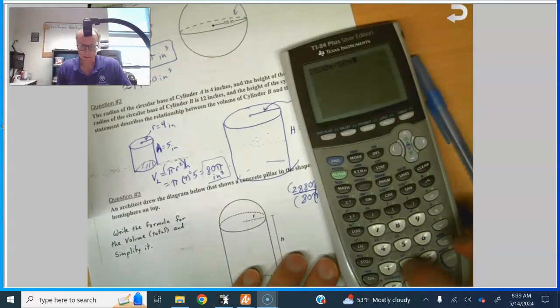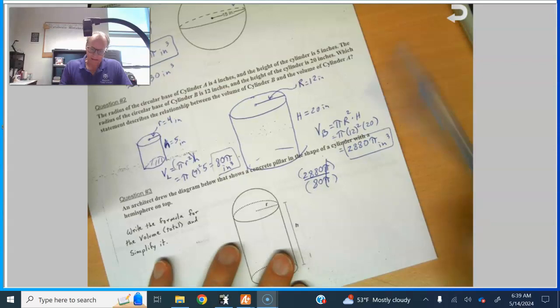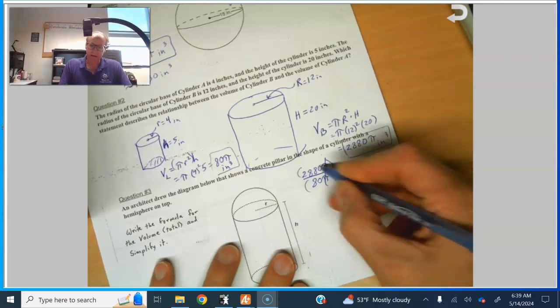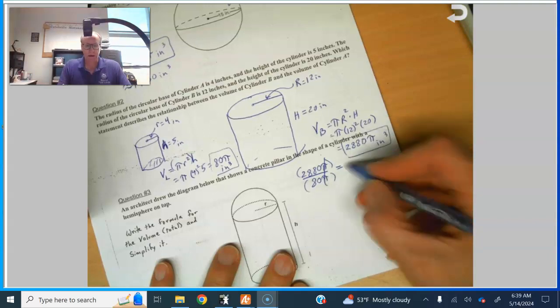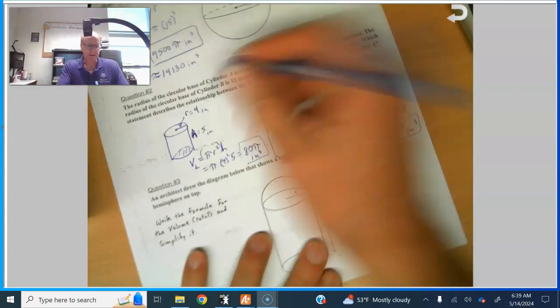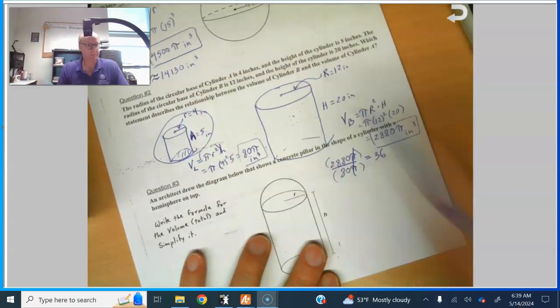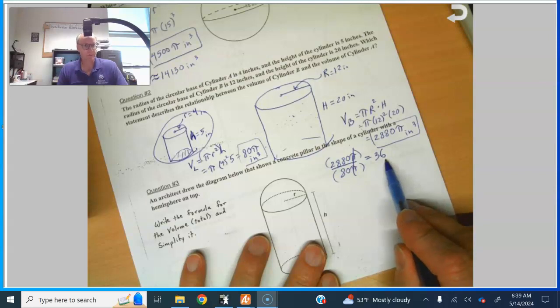So 2880 divided by 80 gives you 36. So what I'm saying is that if I divide 2880 pi by 80 pi, the two volumes, I get 36. So the large cylinder takes 36 of these to fill it. The large cylinder is 36 times as big.